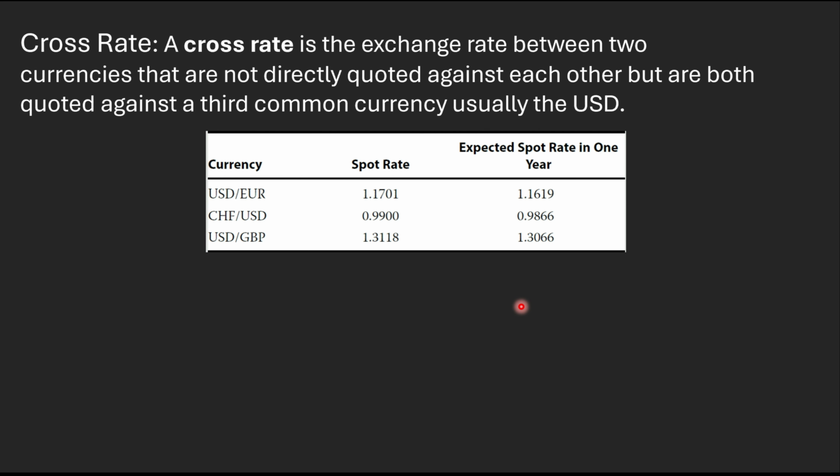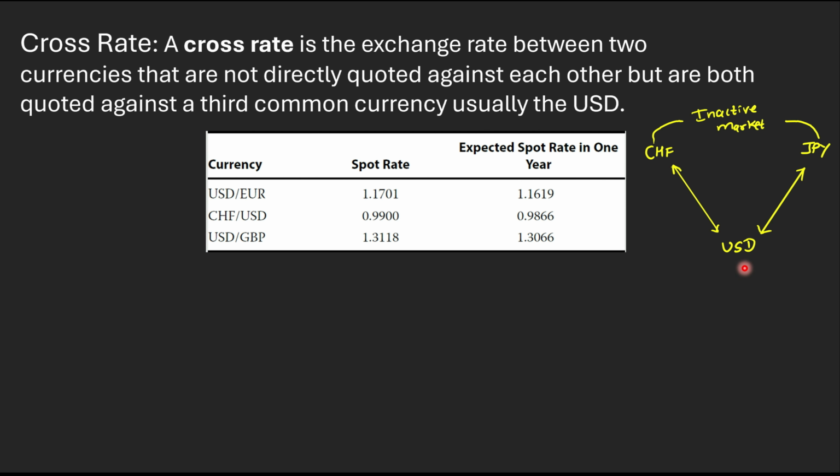We have been given some currency information. We have three currencies: USD, EUR, CHF, even four currencies, right? And then we have their spot rates. So let's say the Swiss franc CHF and USD: there is an active foreign exchange market between CHF and USD.